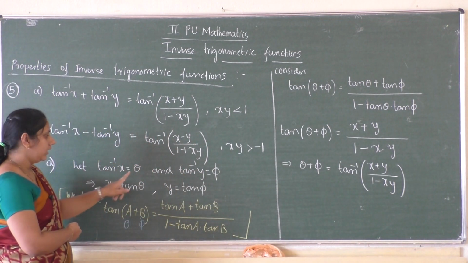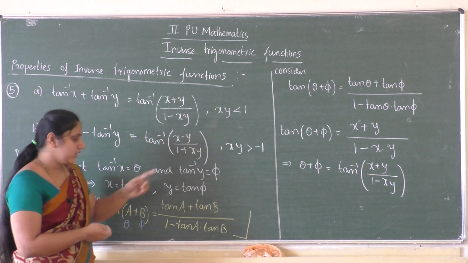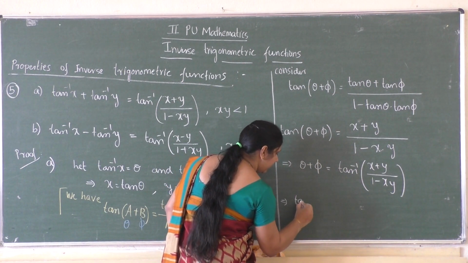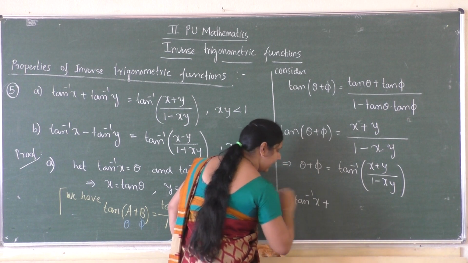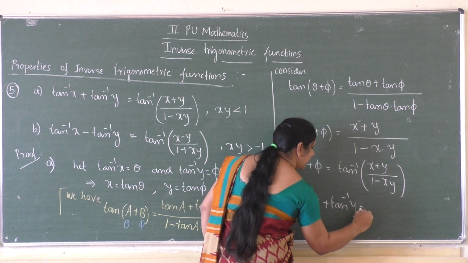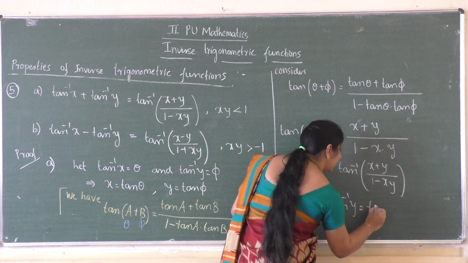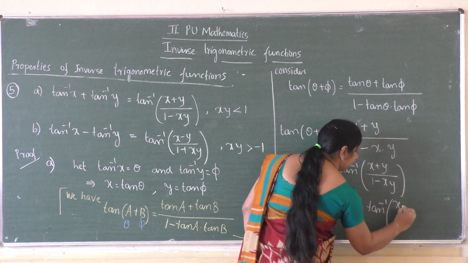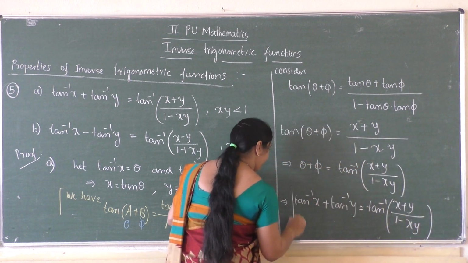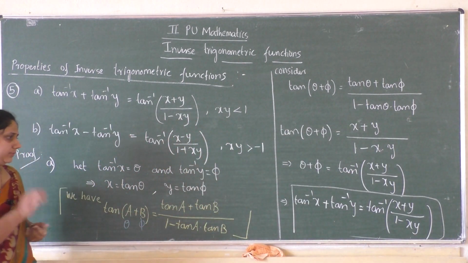See here, we already took theta as tan inverse x and phi as tan inverse y. If I substitute here, we get in the place of theta, it is tan inverse x. In the place of phi, it is tan inverse y. So we get tan inverse x plus tan inverse y equal to tan inverse of x plus y by 1 minus xy.